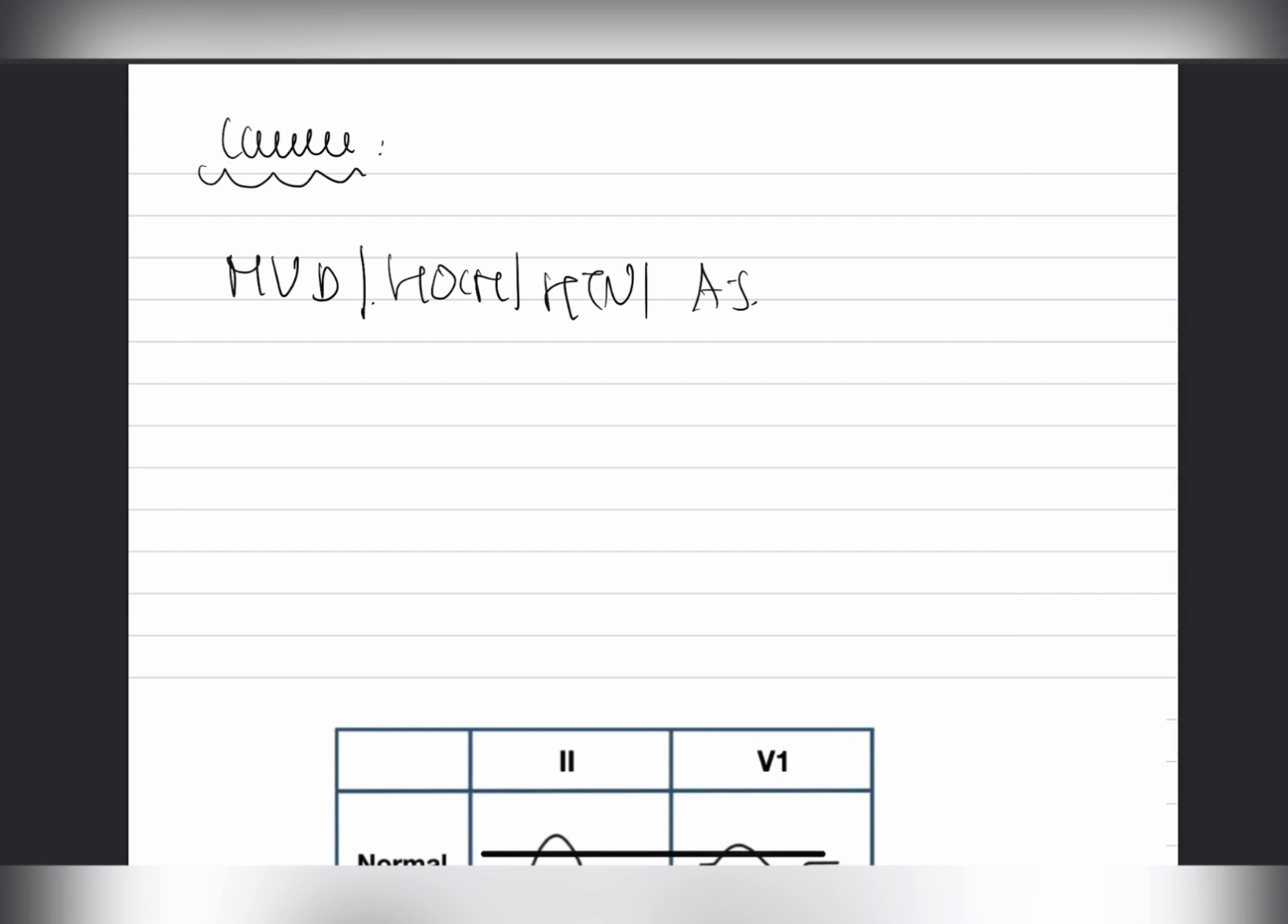As I said earlier, all these signs are very specific, whereas the sensitivity is very low. If you consider left atrial enlargement in V1, if the negative phase duration is more than 0.4 seconds, that has 80% sensitivity and 80% specificity.